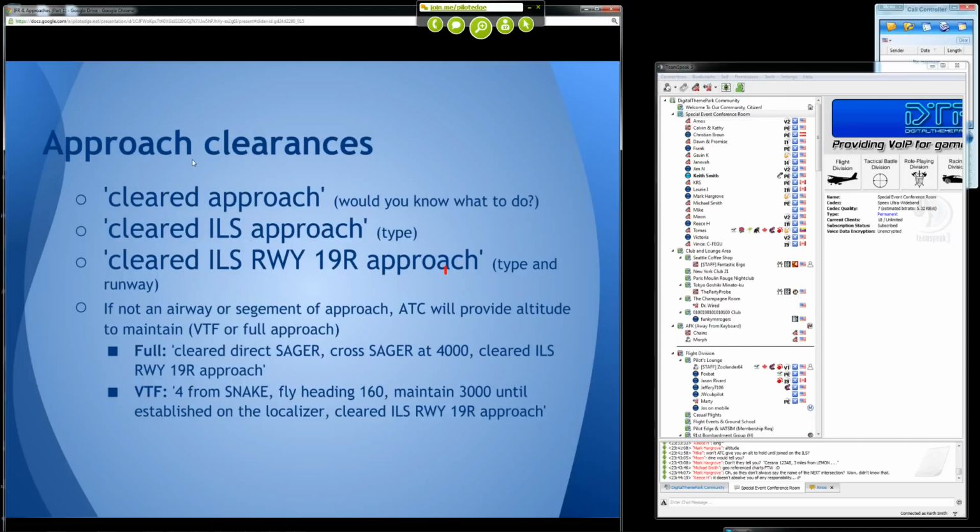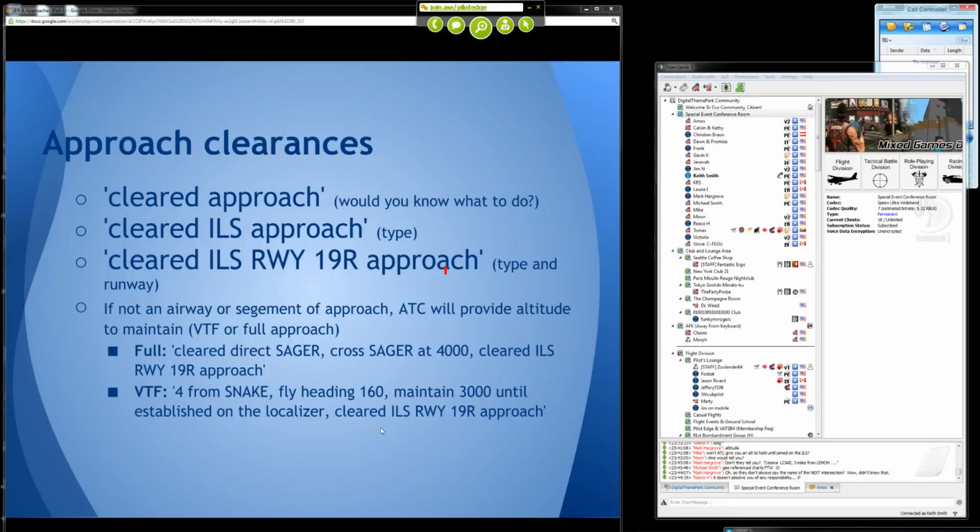Okay, so let's talk about what the approach clearances sound like, and this stuff is pretty important. It gets pretty hairy. Let's jump right down to the bottom for a second. You will need to contend with something like: "4 from Snake, fly heading 160, maintain 3000 till established on localizer, cleared ILS Runway 19 Right approach." That is what every instrument student fears, and it gets them filled with dread, and they don't know what's going on. That's the kind of worst case scenario.